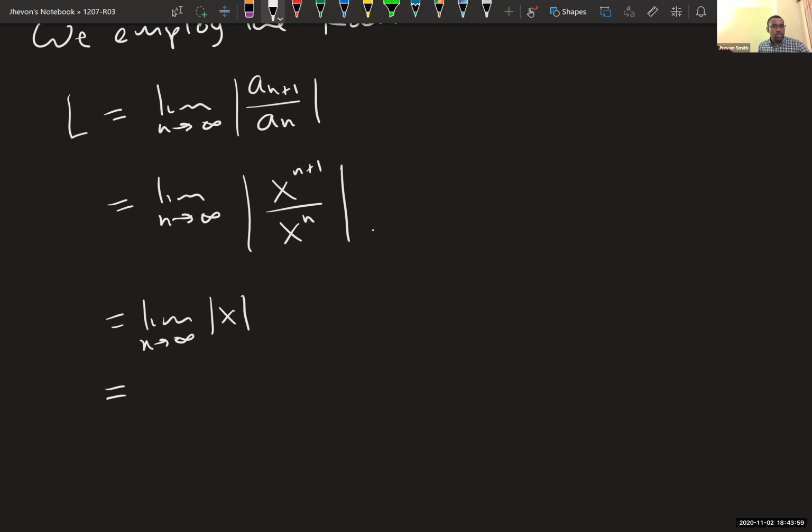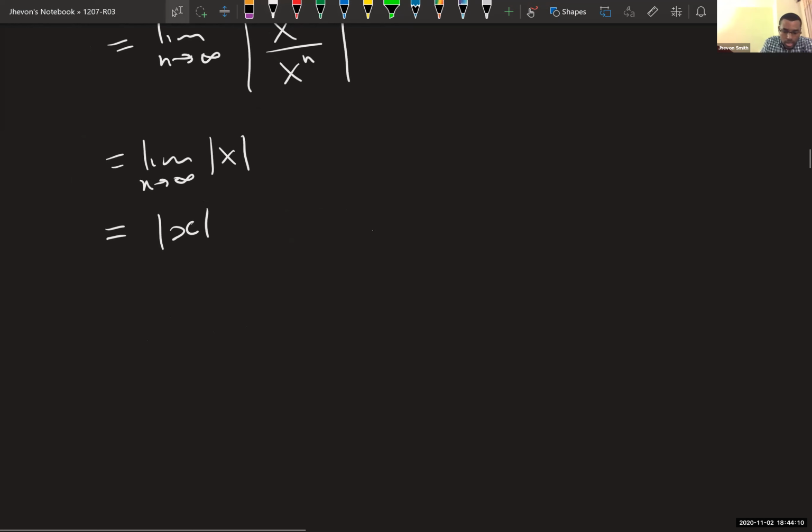Just the absolute value of n. It's just x. It's just the absolute value of x, right? So this limit goes to the absolute value of x. Now, what do we need to guarantee convergence? So what we're going to do is set the absolute value of x less than or equal to 1 for convergence.